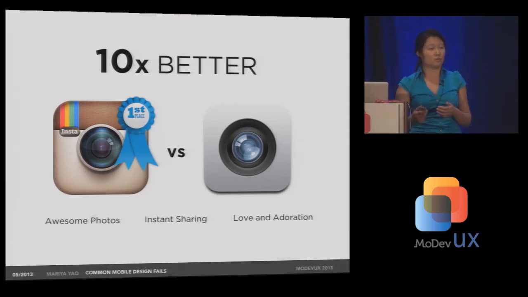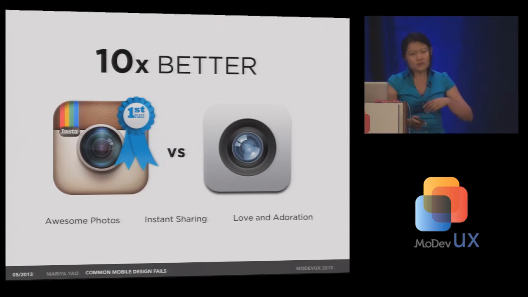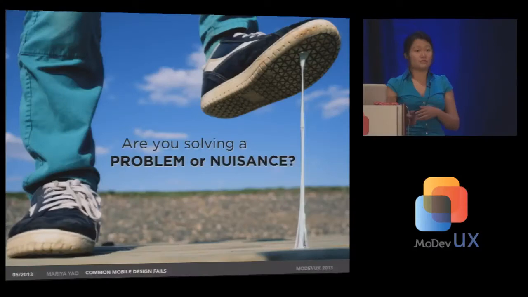You could push to Facebook right away, and they optimized for speed. And you got so many more likes and comments because of your beautiful photos. So the fact that Instagram was 10 times better than its nearest competitor is quite important for the next strategic failure, which is, are you solving a problem or are you solving a nuisance?